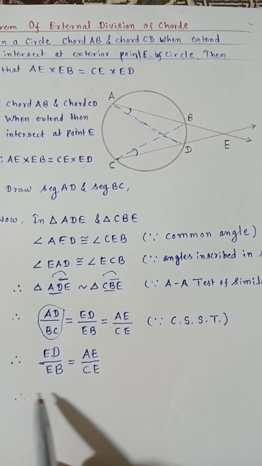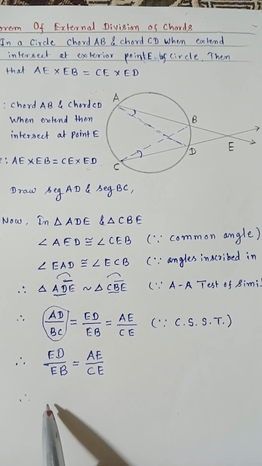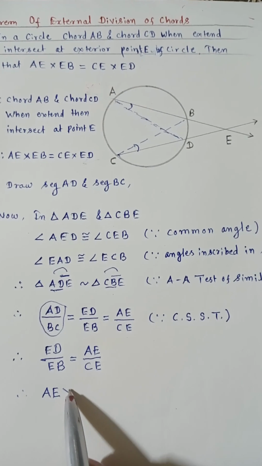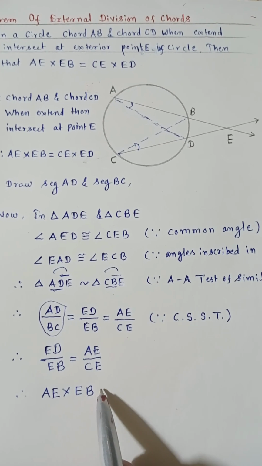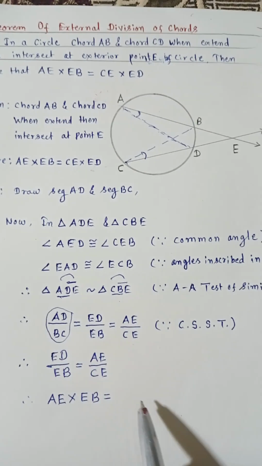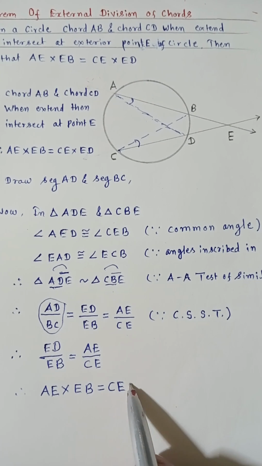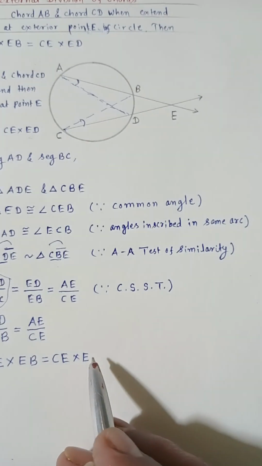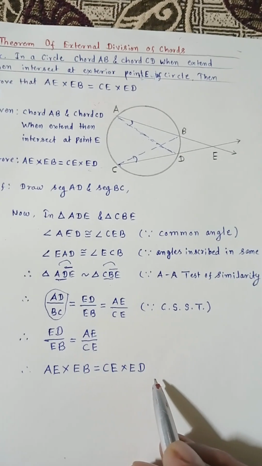Therefore, by cross multiplication, AE into EB is equal to CE into ED. CE into ED, hence proved.